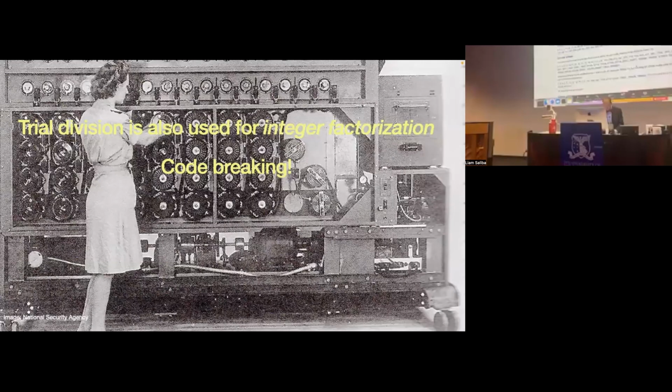Trial division is used for figuring out what numbers make up a larger number. This is called integer factorization. If we want to find the sequence of primes that we can use to make a larger number, this is integer factorization. Any larger number can be made up by a product of smaller numbers unless it is a prime. And this turns out to be very important in code breaking.